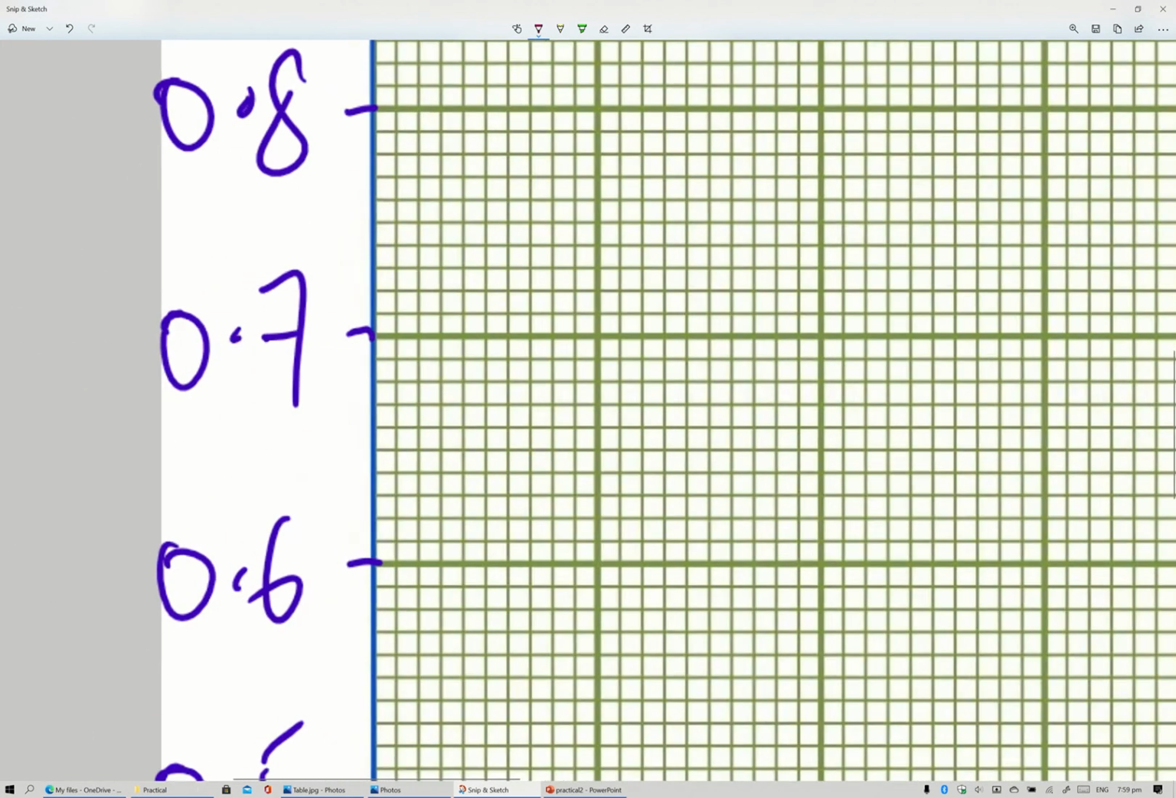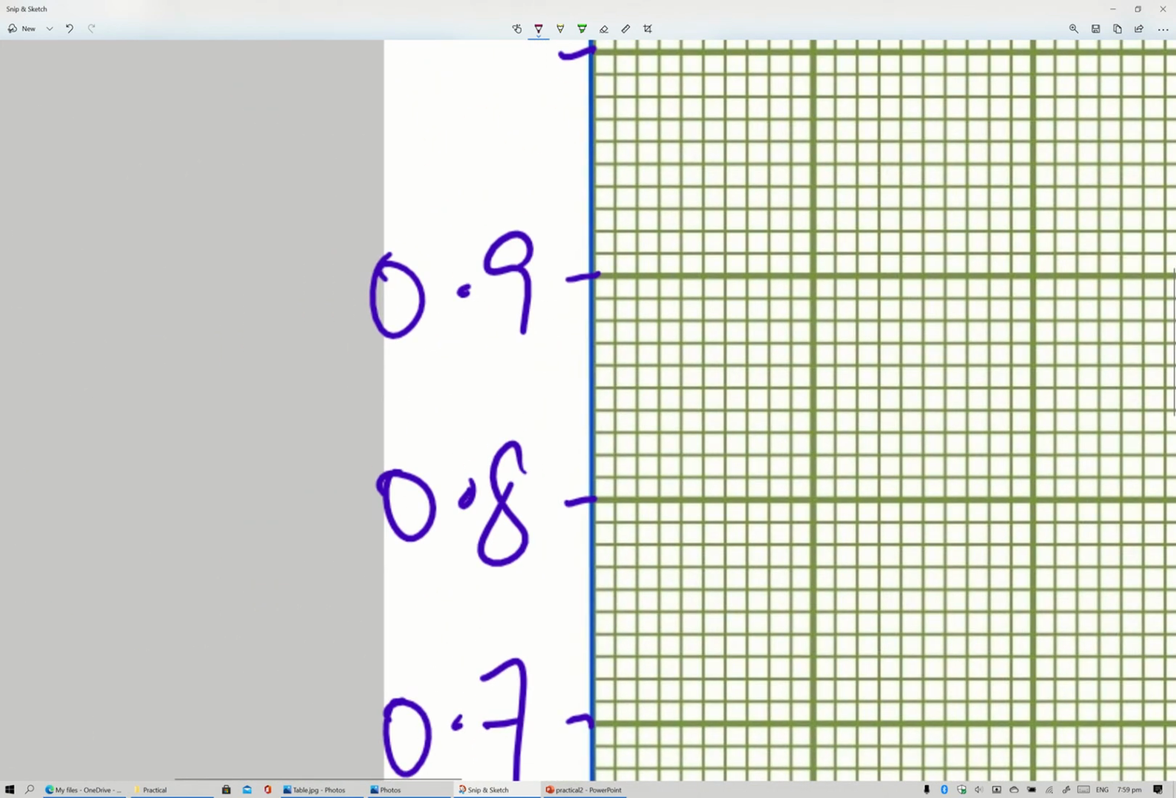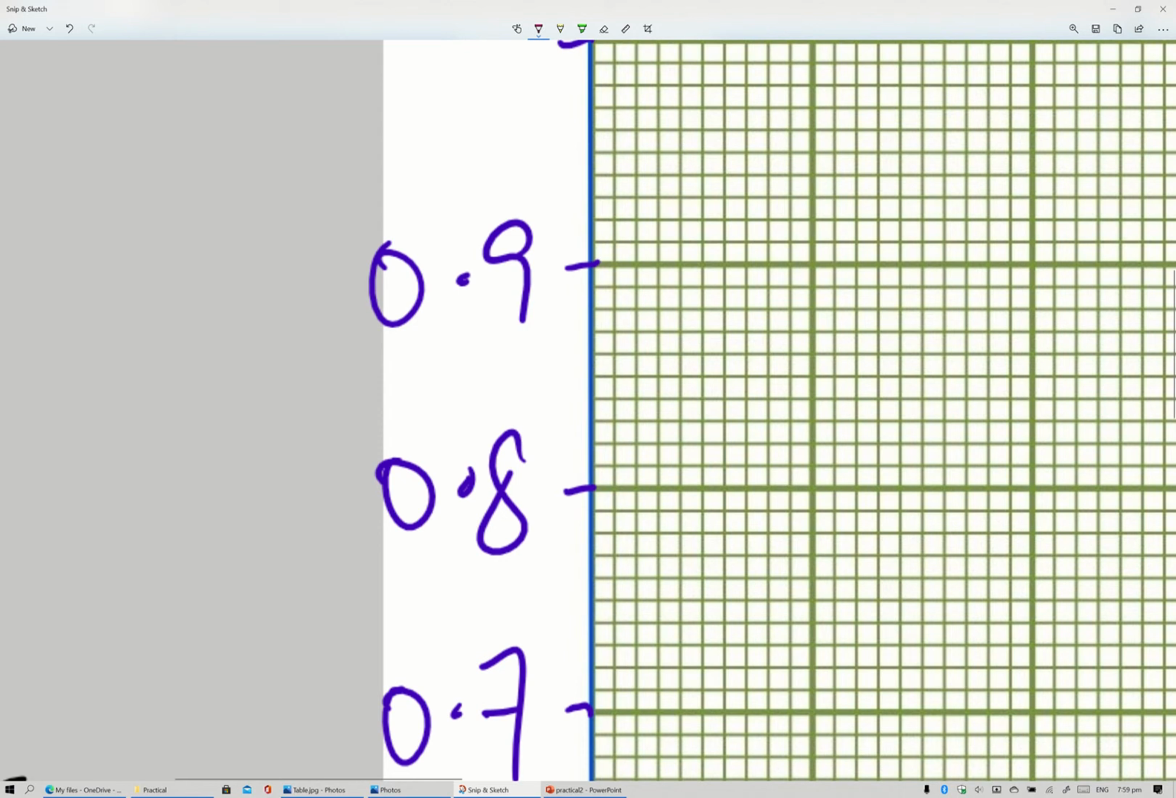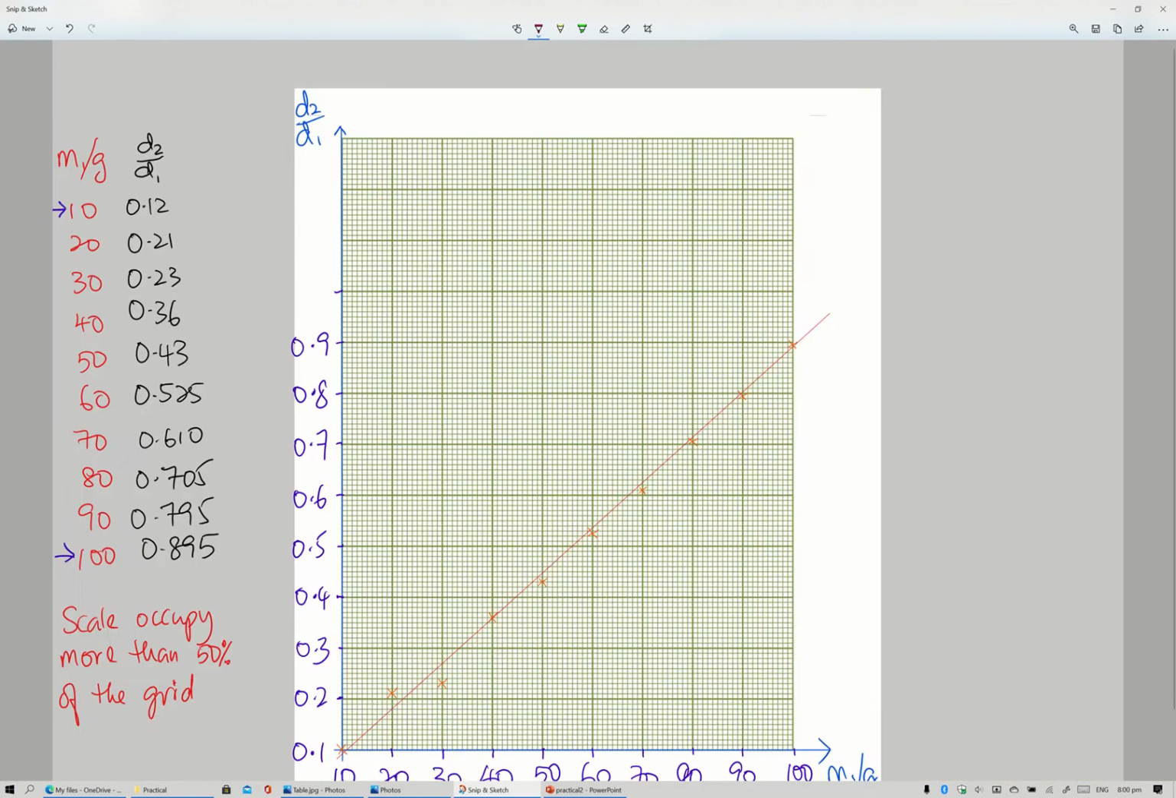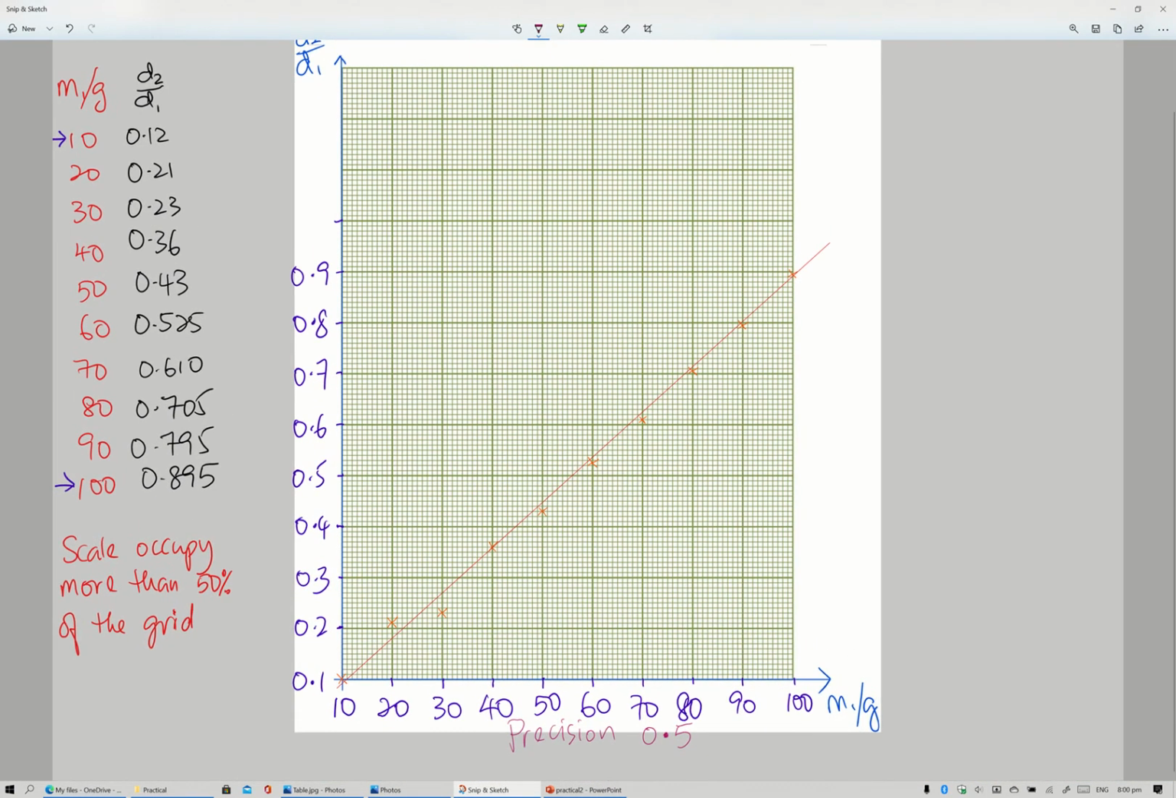How about your vertical axis? Let's zoom in and look at this. This is 0.8, this is 0.9. So this should be 0.81. And that leaves this part here to be the half the smallest interval to be 0.805. So half the smallest interval here is actually 0.001. So that means the precision of your D2 over D1 is 0.005.